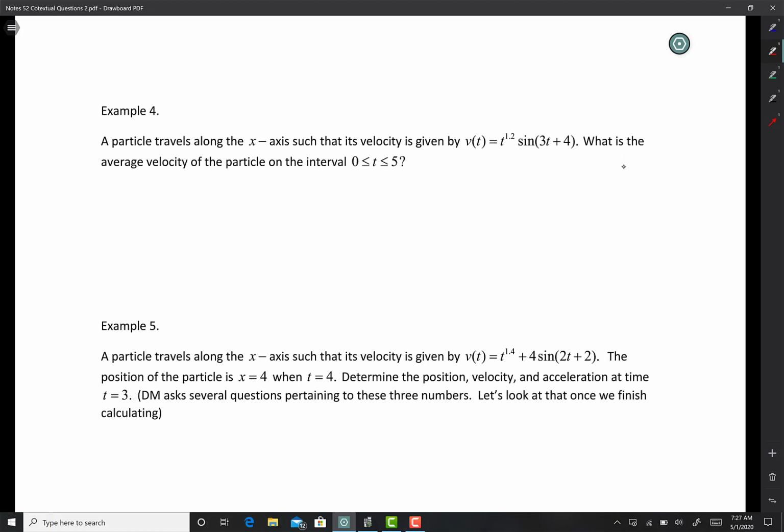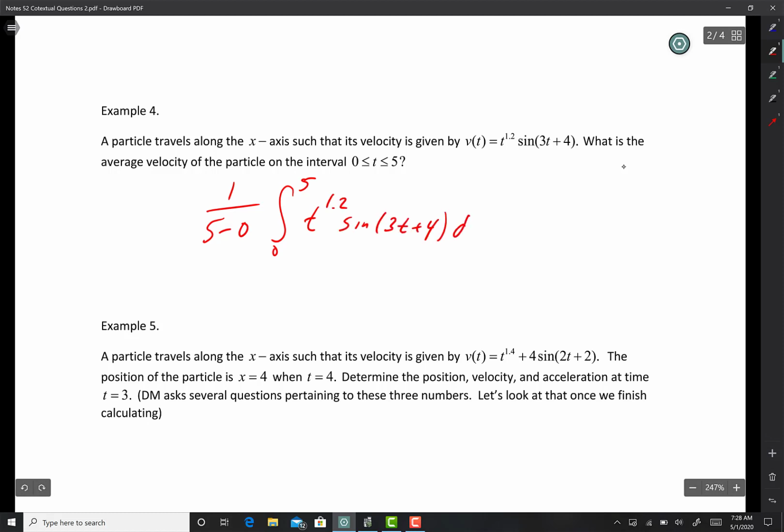Okay, this is just straightforward. We're just going to type it into our calculator. So first, let me show you the setup, guys. So the setup. I want the average velocity from 0 to 5. So I'm going to write 1 over 5 minus 0. If you don't want to put the 0, that's fine. Integral from 0 to 5 of this expression. t to the 1.2 sine of 3t plus 4 close dt. If you want to write v of t, that is perfectly okay since they gave you v of t inside the stem of the problem.